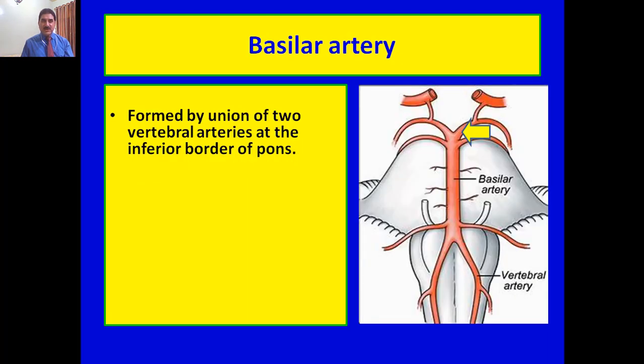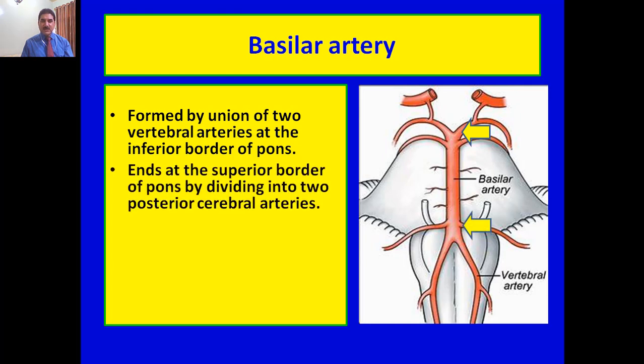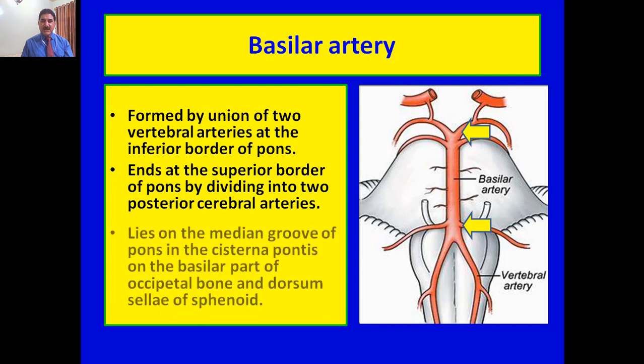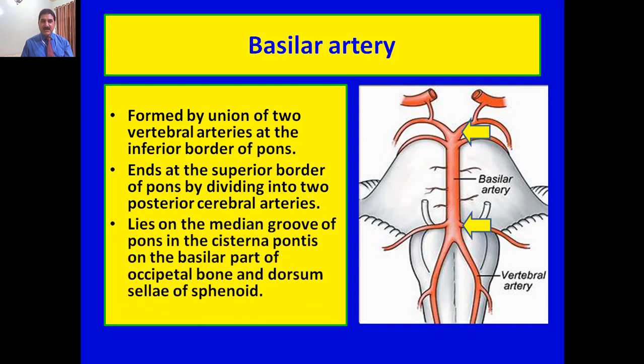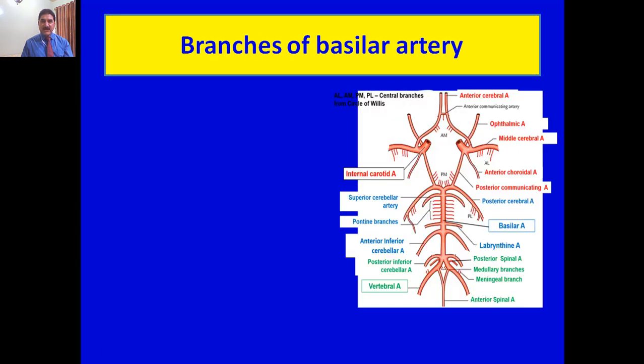The basilar artery is formed by the union of two vertebral arteries at the inferior border of the pons at the pontomedullary junction. It ends at the superior border of the pons by dividing into two posterior cerebral arteries. It lies in the median groove of the pons in the cistern of pontis, on the basilar part of the occipital bone and dorsum sellae of the sphenoid.